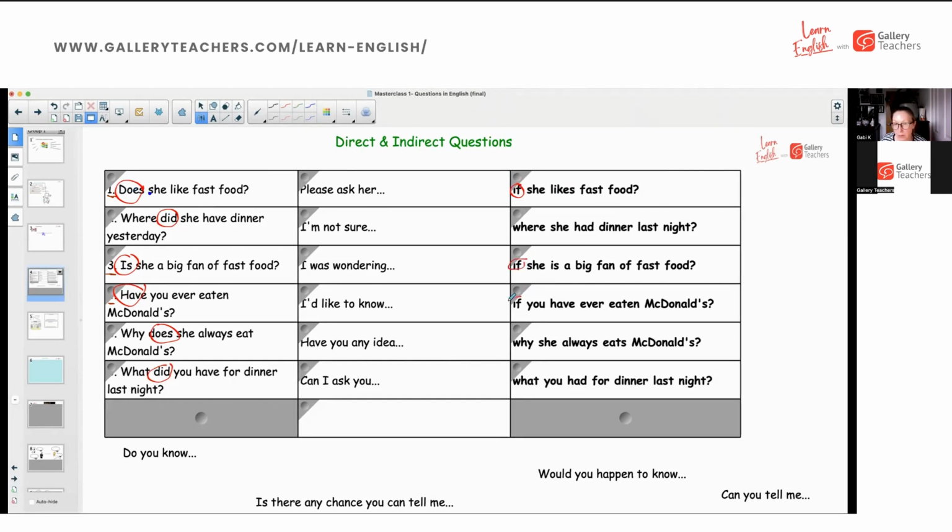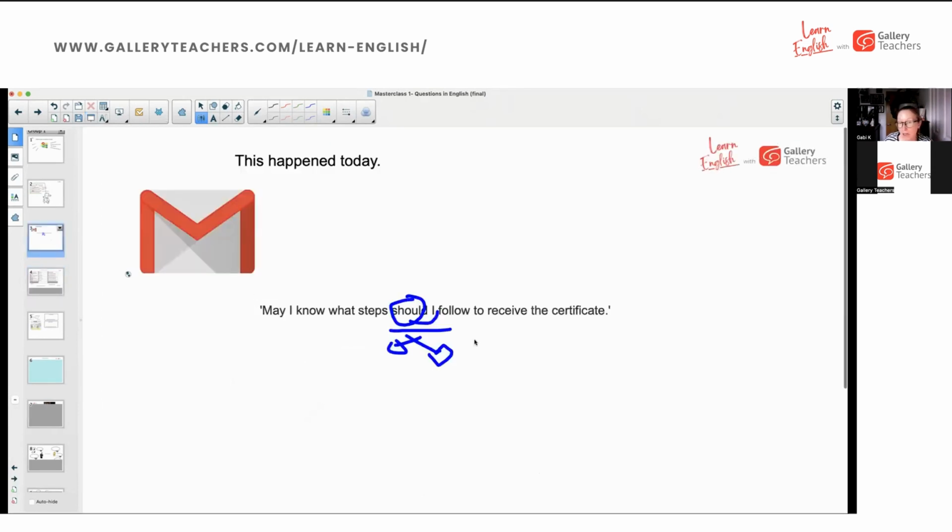So we have questions starting with auxiliary verbs, yes/no questions, or a question word if it's a WH question. And then what happens is, this is just a regular sentence. So no auxiliary verbs are needed, okay? And that was exactly the case here. So this teacher who emailed me today should have said, "May I know what steps I should follow to receive the certificate?" Very good.